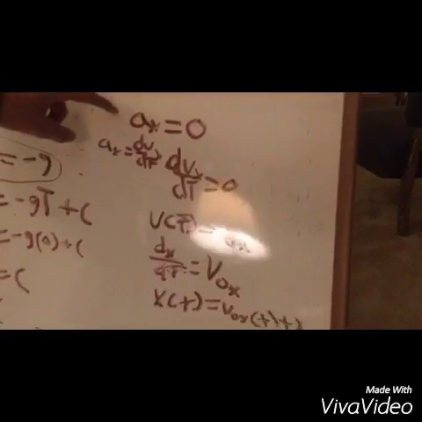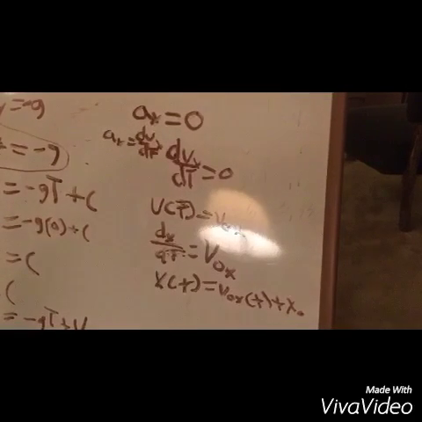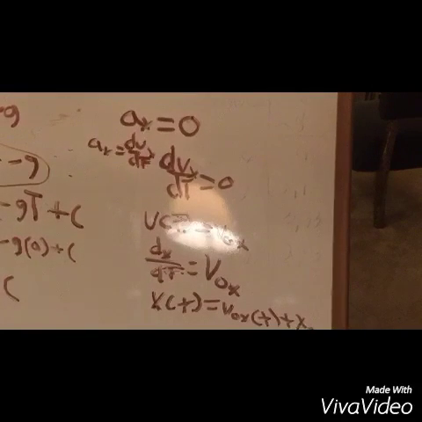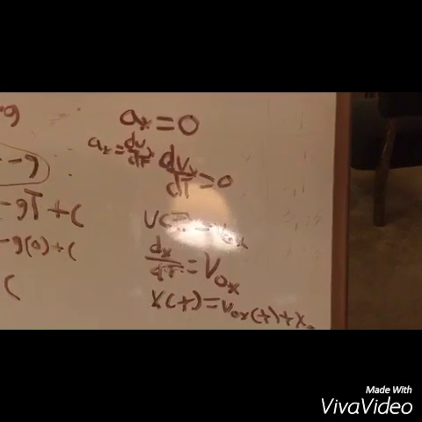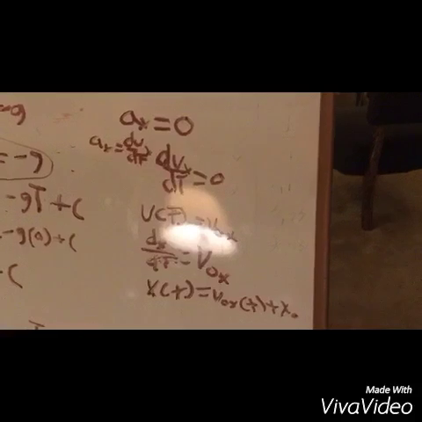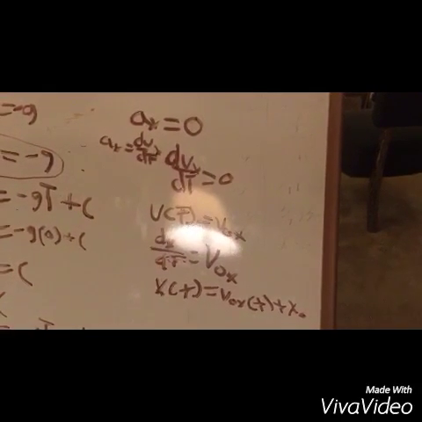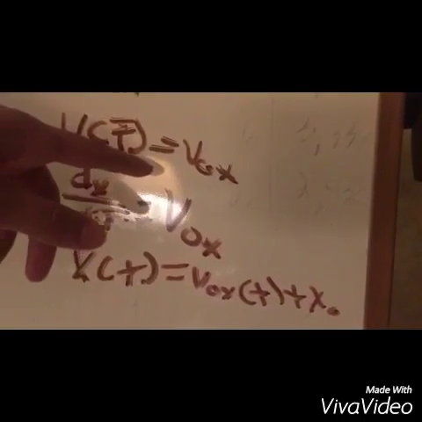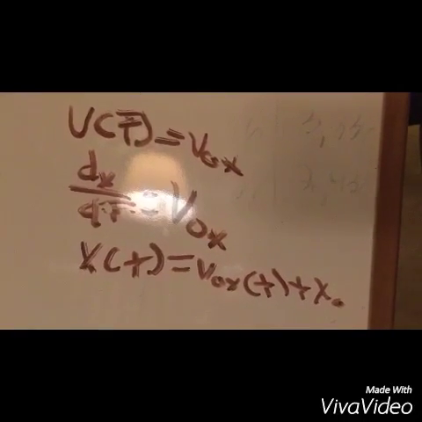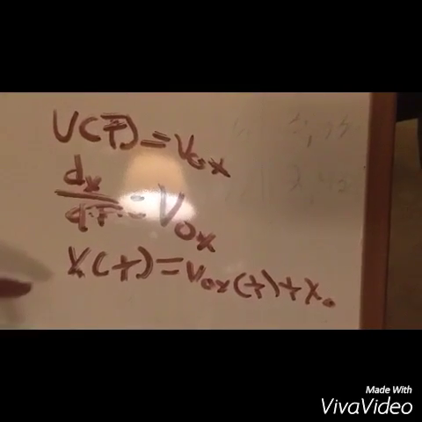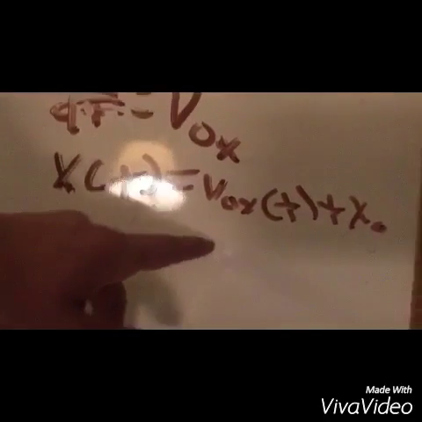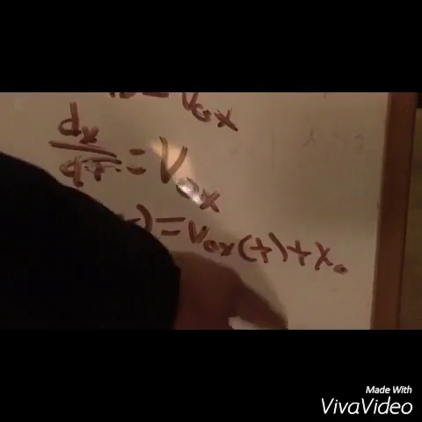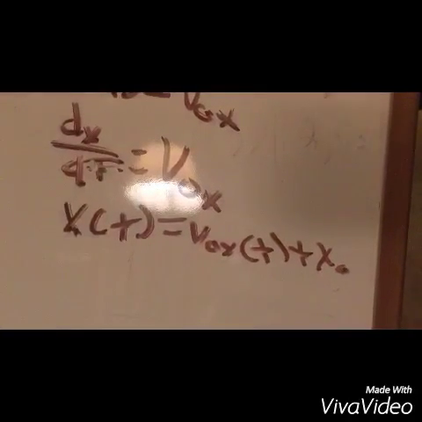So now to get the equation in the x, we know that acceleration in the x direction is equal to 0, and also that acceleration is equal to the derivative of v with respect to t. So you know that v of t is equal to the initial velocity, and from that we can know that x of t is equal to the initial velocity times t plus the initial x.